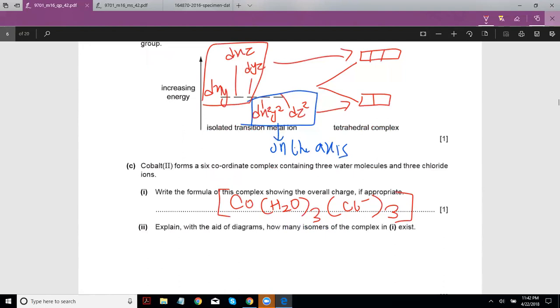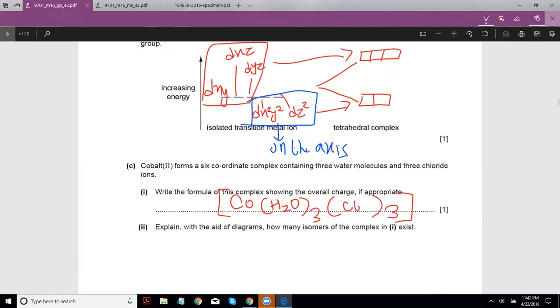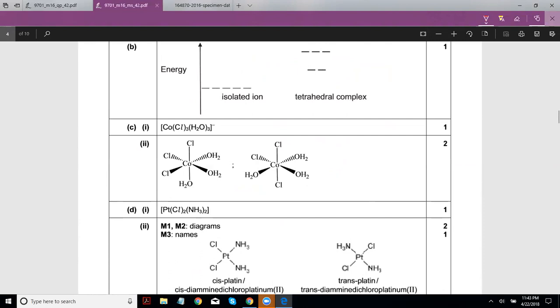But if you look at oxidation states, this is negative, so this will be 3 negative. Cobalt is 2 plus, so the overall charge gives you a minus, 1 minus. And if you just get some validation from the marking scheme, yeah.